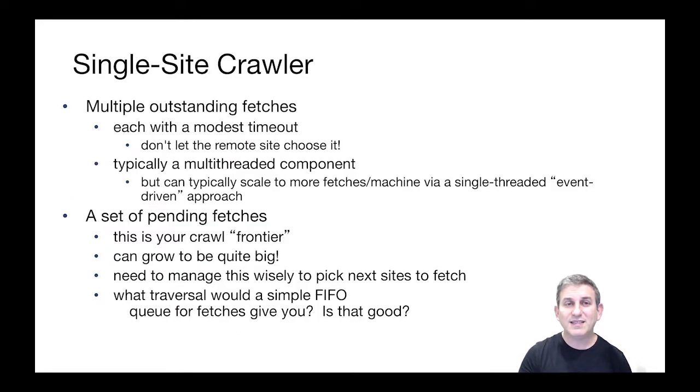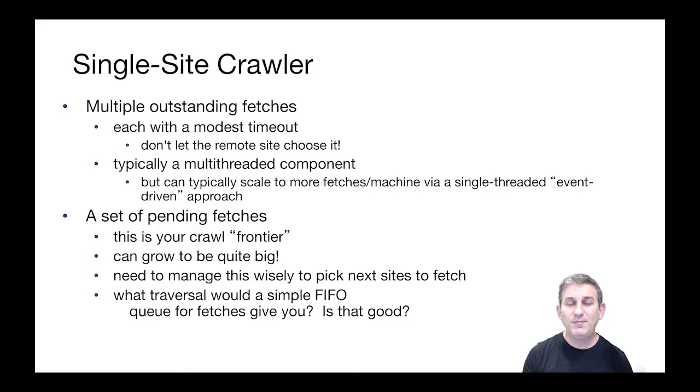Let's start by building a single site crawler. And the basic idea to start with is to get some outstanding fetches going and not have sequential fetches, the first bullet from the previous slide. So we want to have multiple outstanding fetches, and we want each one of them to have a modest timeout. And we don't want the remote site to be able to choose the timeout because the remote site might take a very long time. And so we want to control how long we wait for a fetch before we give up on it.